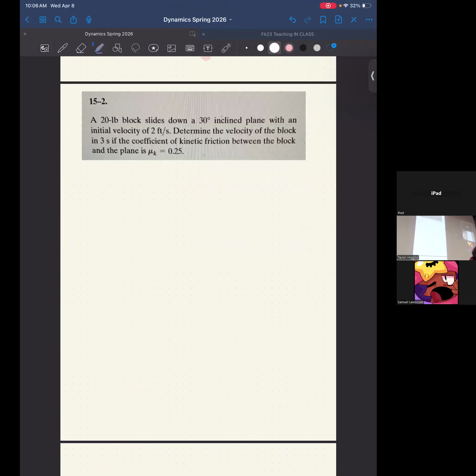job of pointing this out, but in the principle of impulse momentum, our indicators are slightly different than with work energy. With work energy, when we looked at a problem, and the problem was asking us about a change in velocity after some change in displacement, that was our indicator that work energy was probably going to be helpful. It's very, very similar for the principle of impulse momentum. We're still talking about a change in velocity.